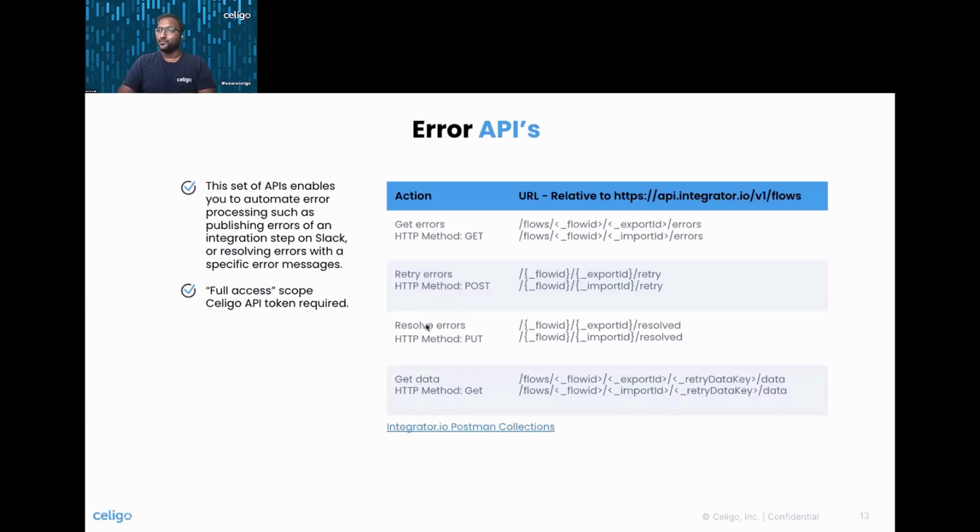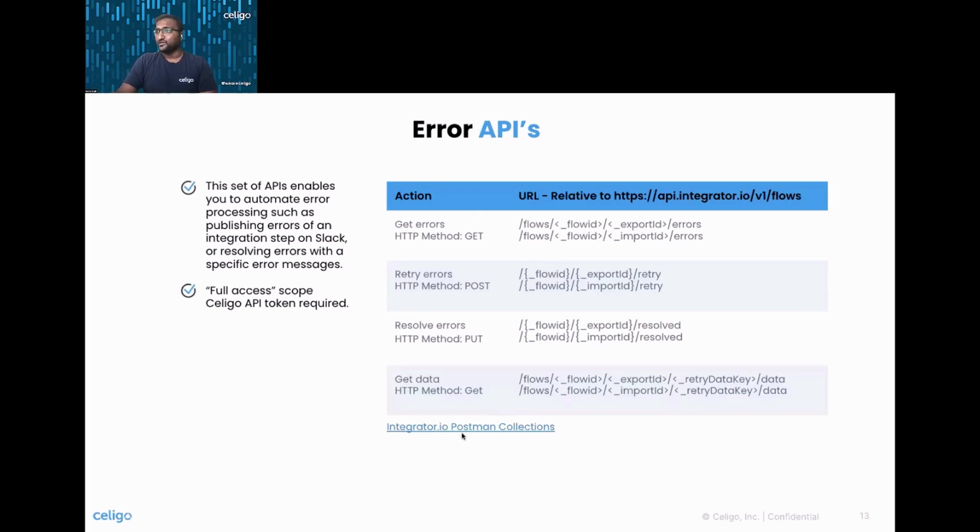For example, if you have already fixed your error in your source application or in your destination application, and you just want to mark that error as resolved programmatically, you can leverage this API. And likewise, if you want to get data regarding the retry data key and certain information regarding retry data, this is the API which you can use.